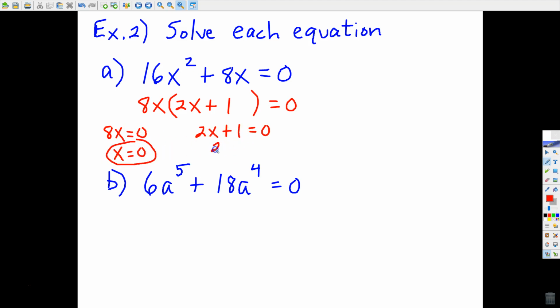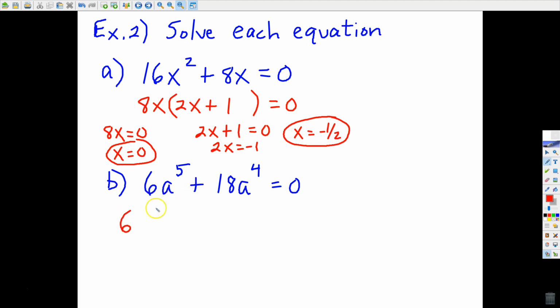Solving this equation, 2x is equal to negative 1, so x is equal to negative 1/2. That is my other solution. Okay, that's the answer for letter A. Letter B, let's look for a GCF.